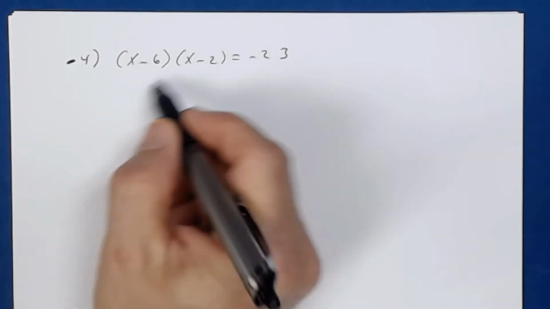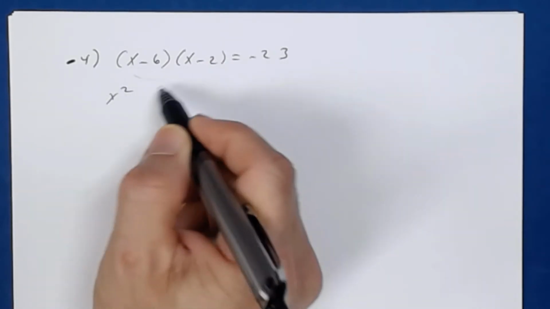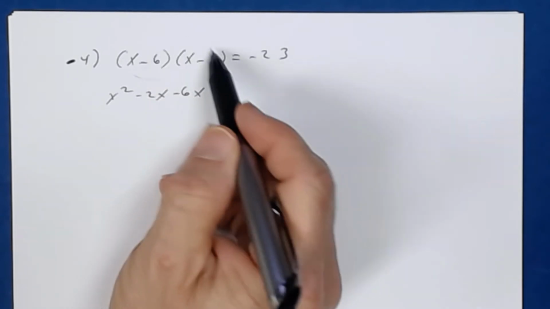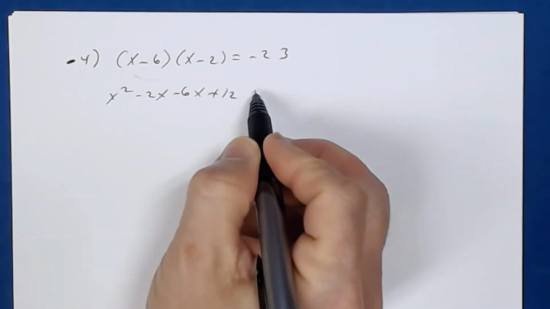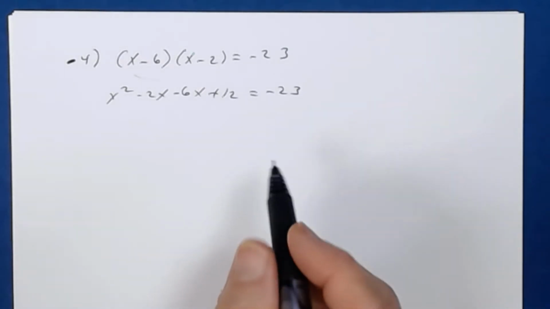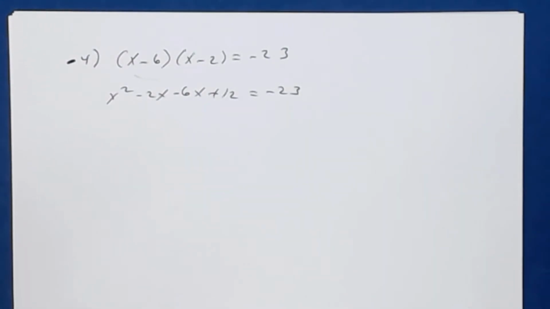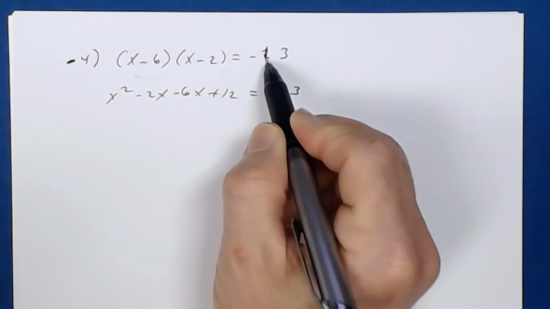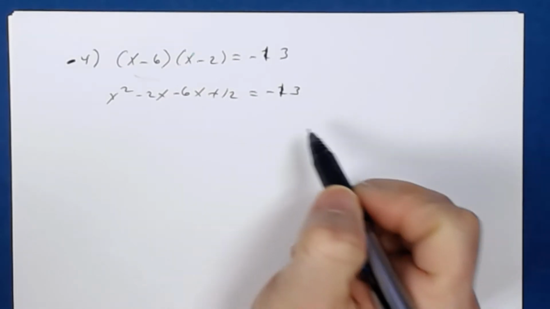So x times x is x squared. The outer is a negative 2x. The inner is a negative 6x. And the last, negative 6 times negative 2 is a positive 12, equal to negative 23. And then, okay, I'm going to change this to negative 13 right here. Change it to negative 13.